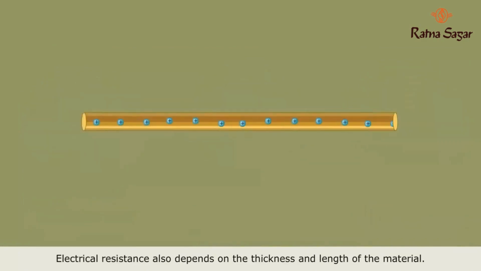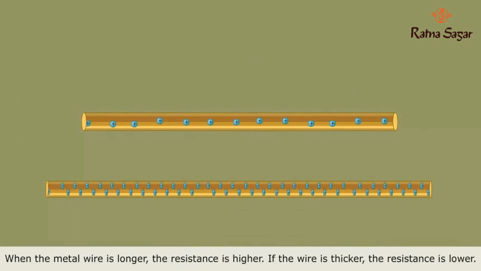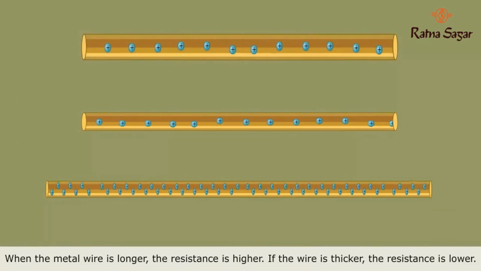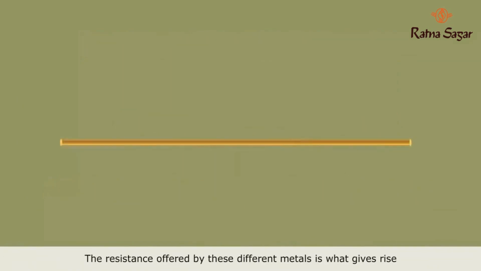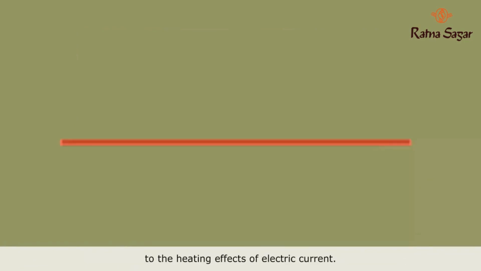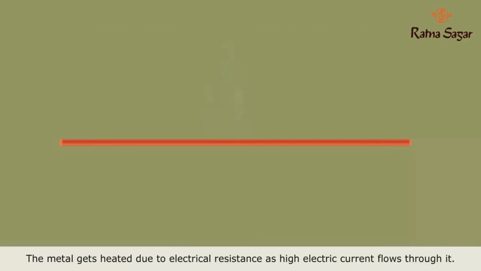Electrical resistance also depends on the thickness and length of the material. When the metal wire is longer, the resistance is higher. If the wire is thicker, the resistance is lower. The resistance offered by these different metals is what gives rise to the heating effects of electric current. The metal gets heated due to electrical resistance as high electric current flows through it.